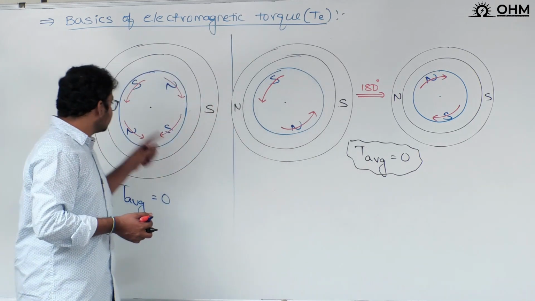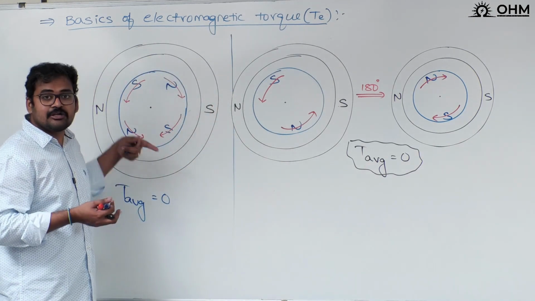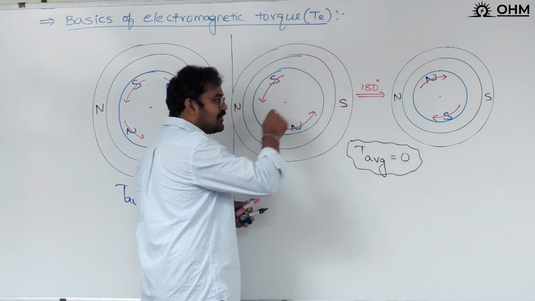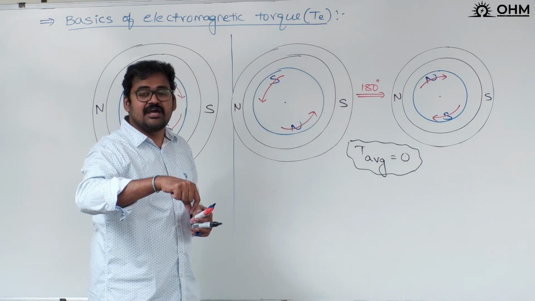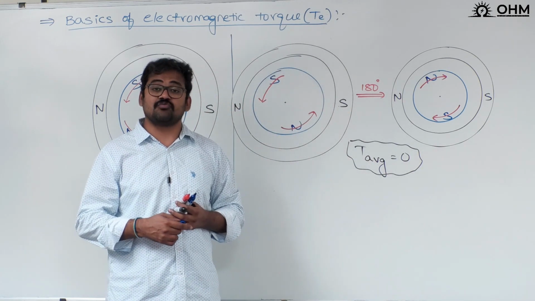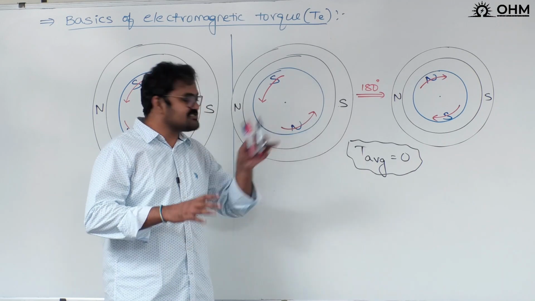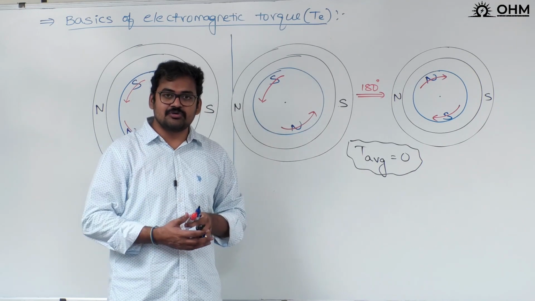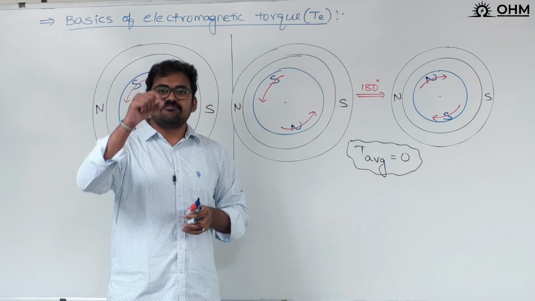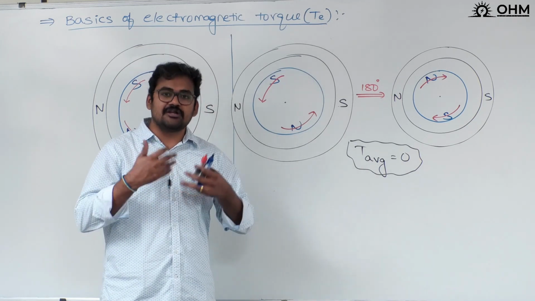So, in the first case, poles are not equal. That's why torque is equal to 0. But in the second case, stator and rotor have the same number of poles, but still average torque is equal to 0. The rotor cannot rotate. So, what to do now? Both cases failed. So, let me move to the third case, which is going to be a successful case where we will get finite average torque and the rotor will continue to rotate.